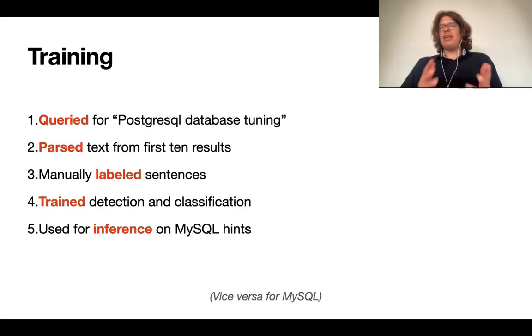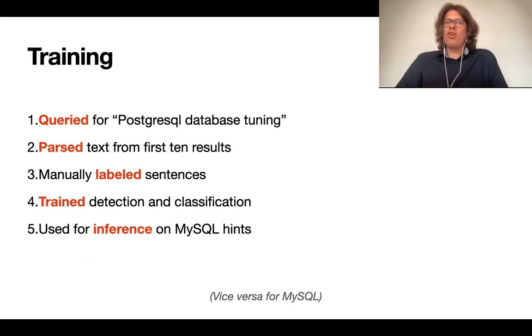In order to get training data for the neural networks that are part of this approach, I issued Google queries, for instance, for PostgreSQL database tuning, then automatically parsed the text from the first 10 result websites and manually labeled the corresponding sentences. I used this in order to train the detection of tuning hints and the classification of tuning hint formulas. And this is important.